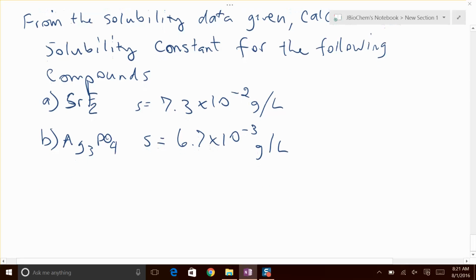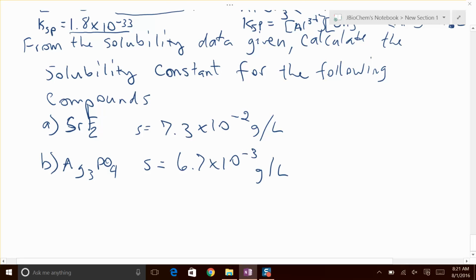We'll start easy. From the solubility data given, calculate the solubility constant for the following compounds. So if S equals 7.3 times 10 to the negative 2 grams per liter, then what is the KSP of A? The easy way is to just figure out how many ions there are going to be and do that for the third. Okay, so let's do this.